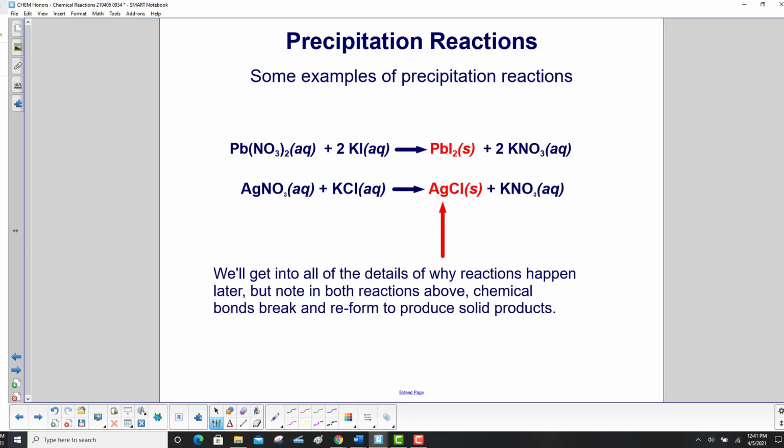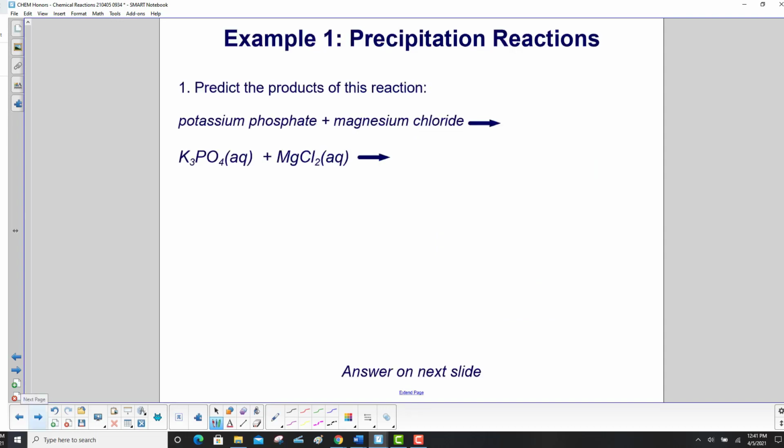We'll get into all the details of why reactions happen later, but note in both reactions above, chemical bonds break and reform to produce solid products. Again, that's what that little s means. That's the precipitate. Let's work an example. Predict the products of this reaction. Potassium phosphate plus magnesium chloride. The answer will be on the next slide.